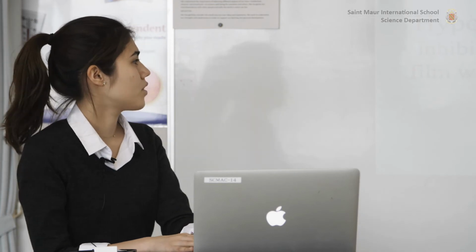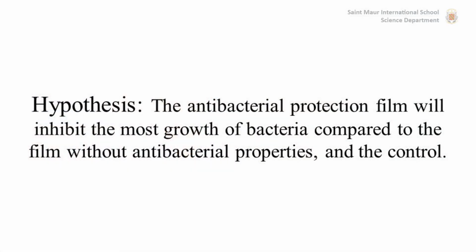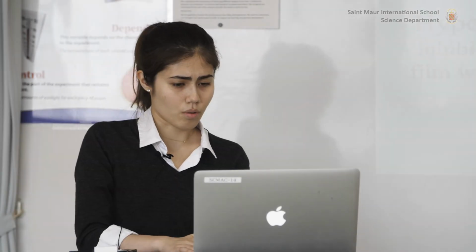So my hypothesis for this experiment is that the antibacterial protection film will inhibit the most growth of bacteria, as it has antibacterial properties, and the least will be the control, because it does not have any antibacterial properties.